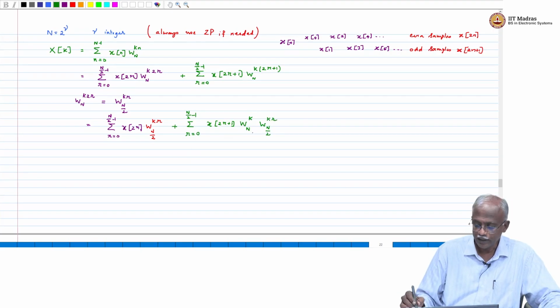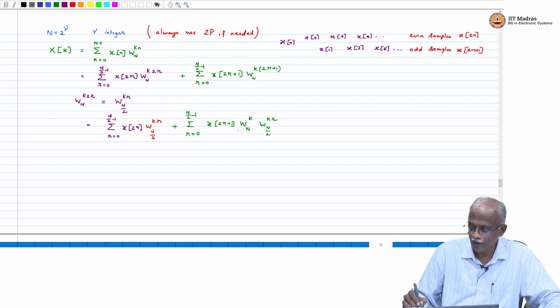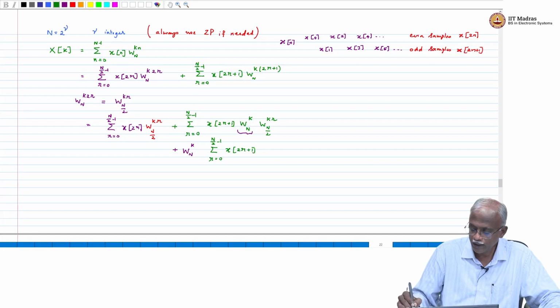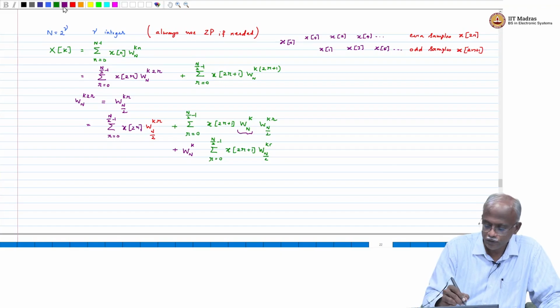Okay, so this is a scale factor that does not depend on r, so we can write this as plus W_N^k, the remaining terms summation r equal to 0 to n by 2 minus 1 x of 2r plus 1, W_{N/2}^{kr}. Okay, let me write the first term also.